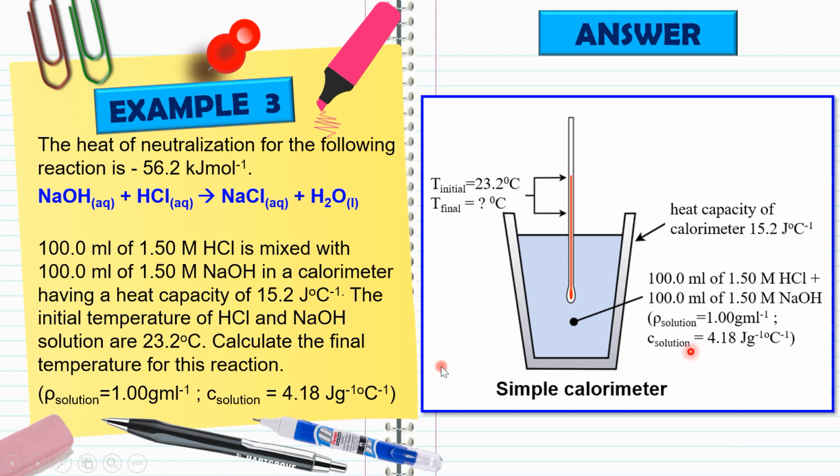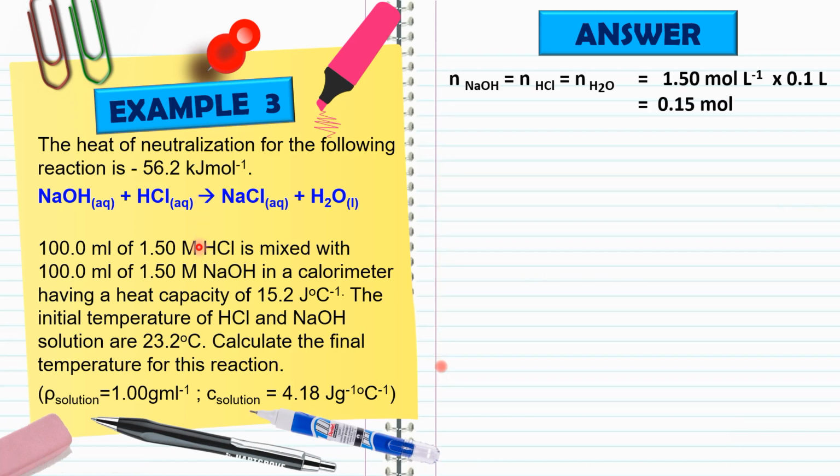So what should we do first? The first step, you can calculate the number of moles of water in this reaction, by using the molarity of the acid and its volume. You can choose either HCl or NaOH because they are equivalent. Let's say we want to calculate mole of NaOH. Therefore, mole of NaOH is equivalent to mole of HCl and is equivalent to the mole of H2O. So molarity times volume, we get 0.15 mole. This is the amount of water formed during the neutralization reaction.